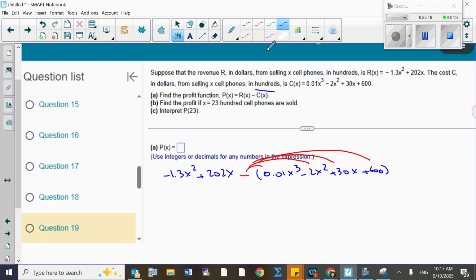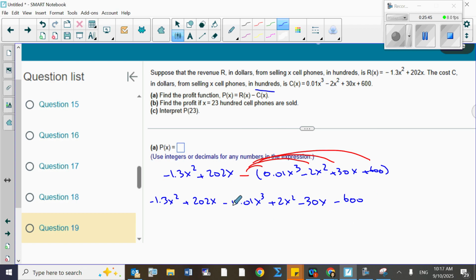So I will have negative 1.3x squared. That's the first part, which is going to remain the same. And now negative 0.01x to the 3. Negative times this negative makes it positive 2x squared. Negative times positive makes this one negative 30x. Negative times positive makes it negative. Now it's time to combine the like terms.